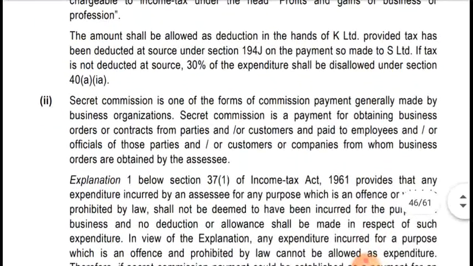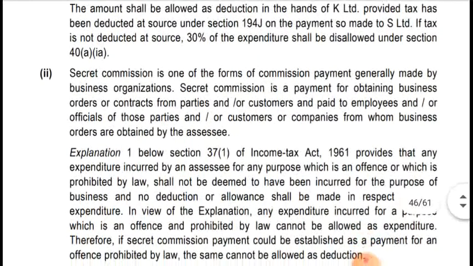Secret commission is one of the forms of commission payment generally made by business organizations. Secret commission is a payment for obtaining business orders or contracts from parties and/or customers, and paid to employees and/or officials of those parties and/or customers or companies from whom business orders are obtained by the assessee. They have written why it is paid, that is, for bringing orders, work, and business to the organization, and to whom it is paid.